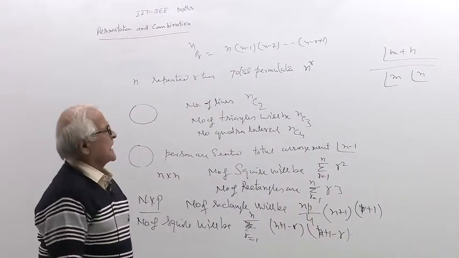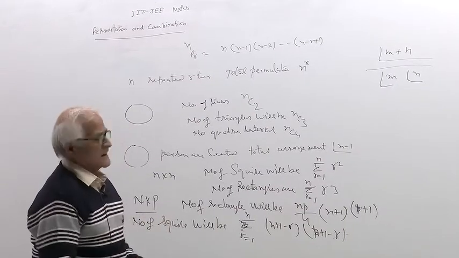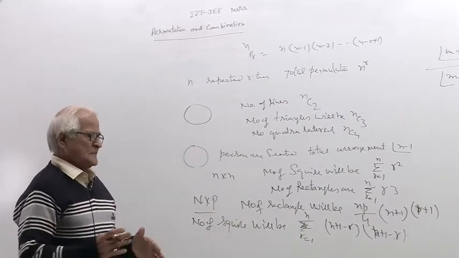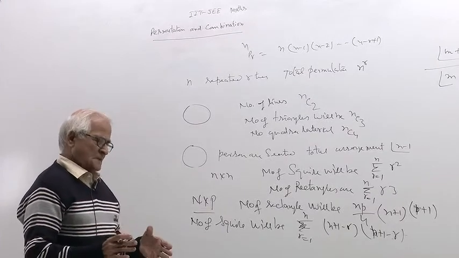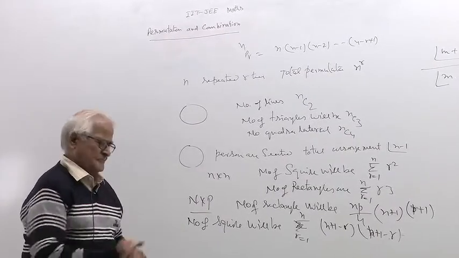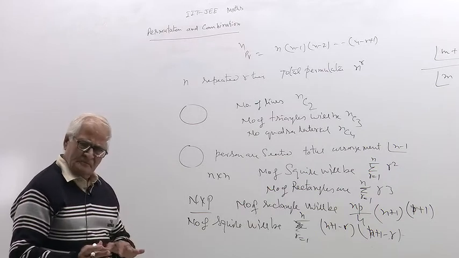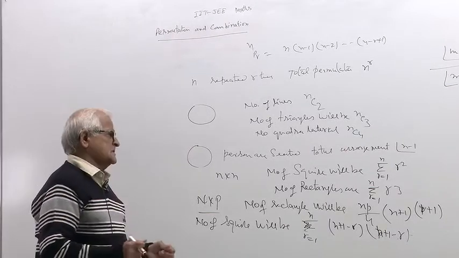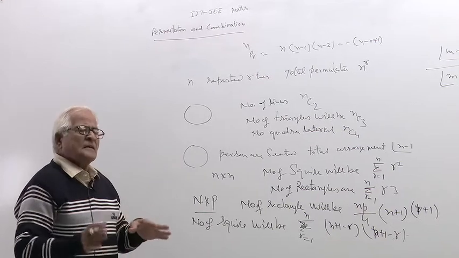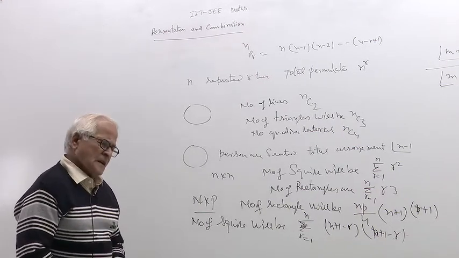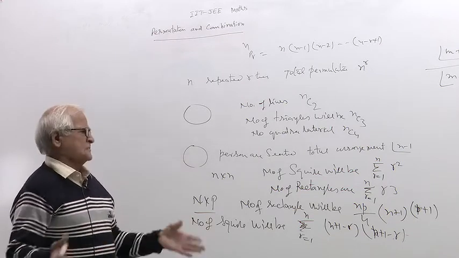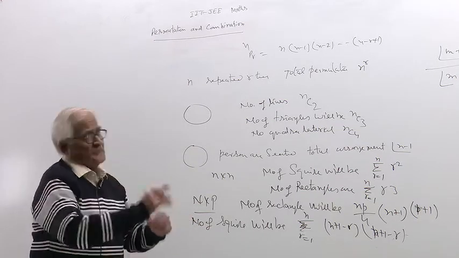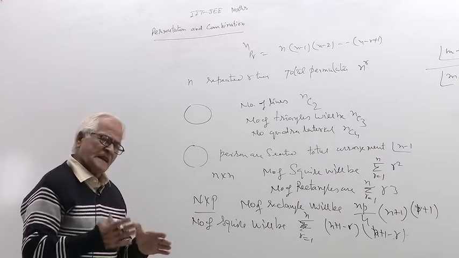Now we come to combination. What is combination? Combination is making a group or a team, or the parties or say the samitis. These are calculated by combination, where the order plays no important part. But in permutation, the order plays an important part.